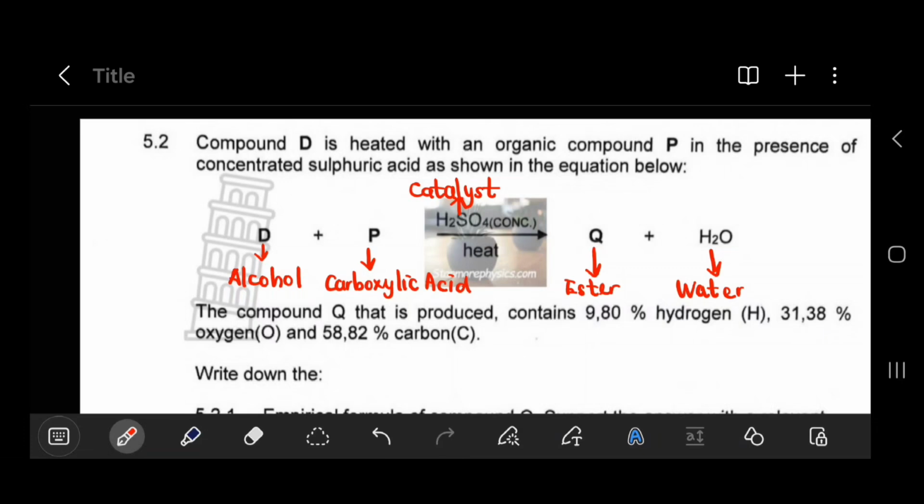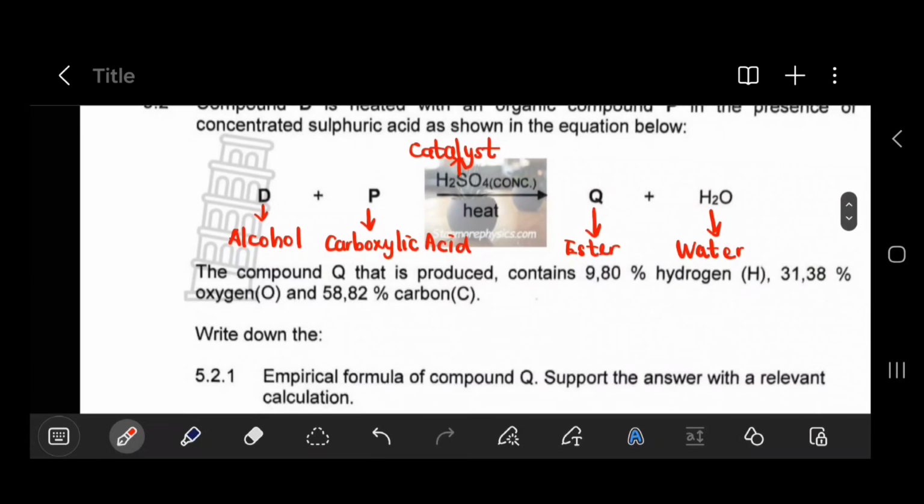Okay, so it says the compound Q that is produced contains 9.80% hydrogen, 31.38% oxygen, and 58.82% carbon. So what we actually given here is the percentage composition. We know that together C, H, and O makes up 100% of this compound. But they've given us the composition in terms of its percentages.